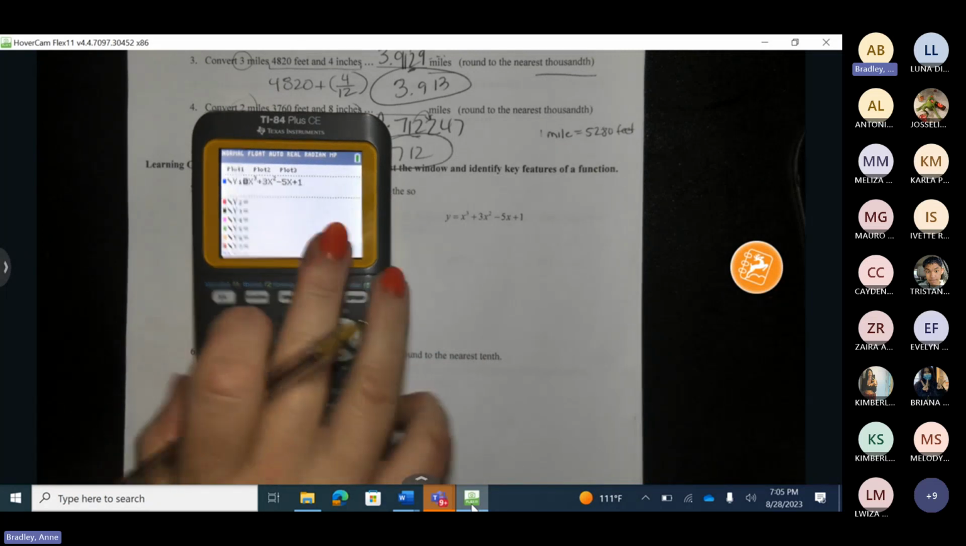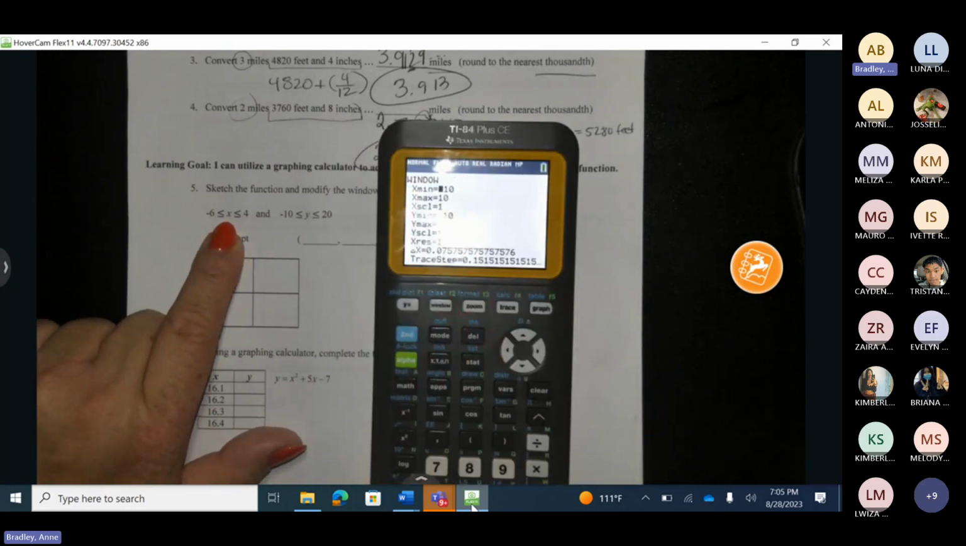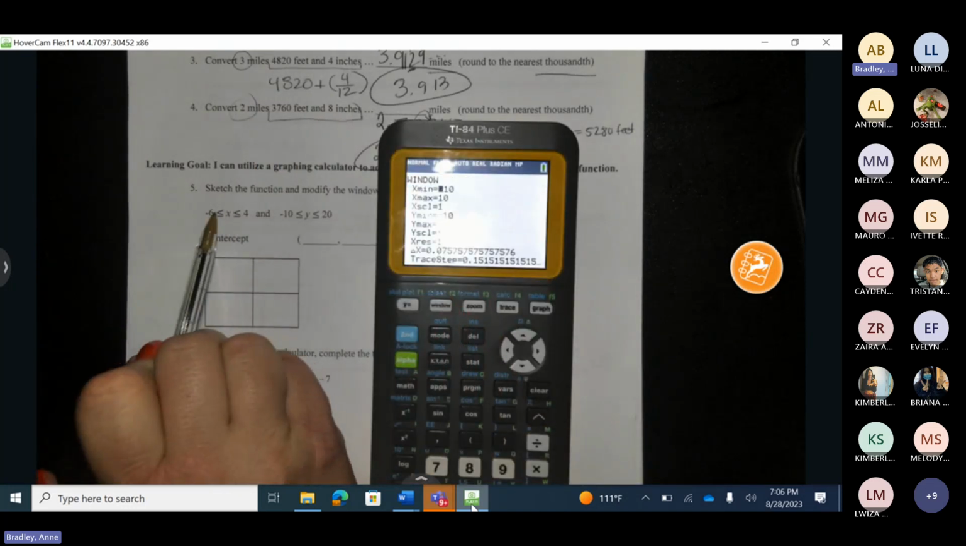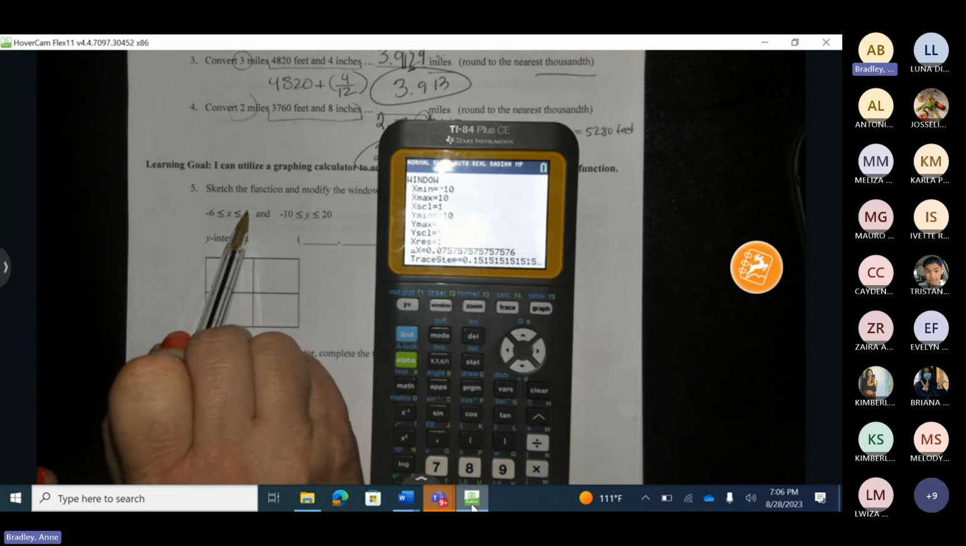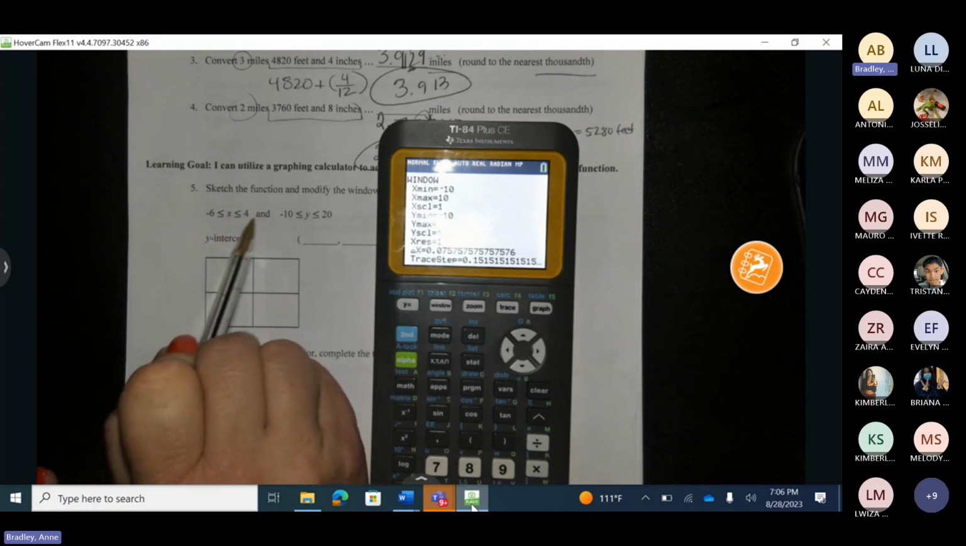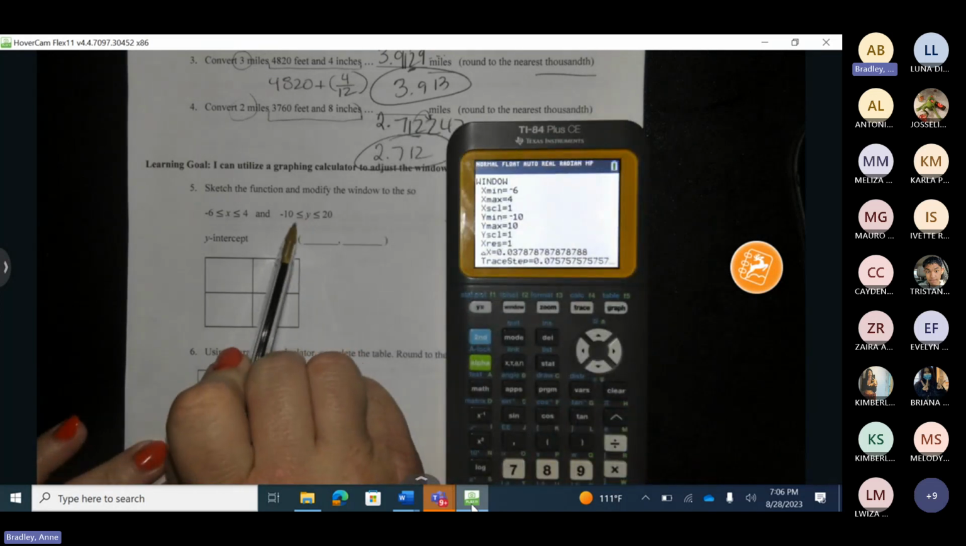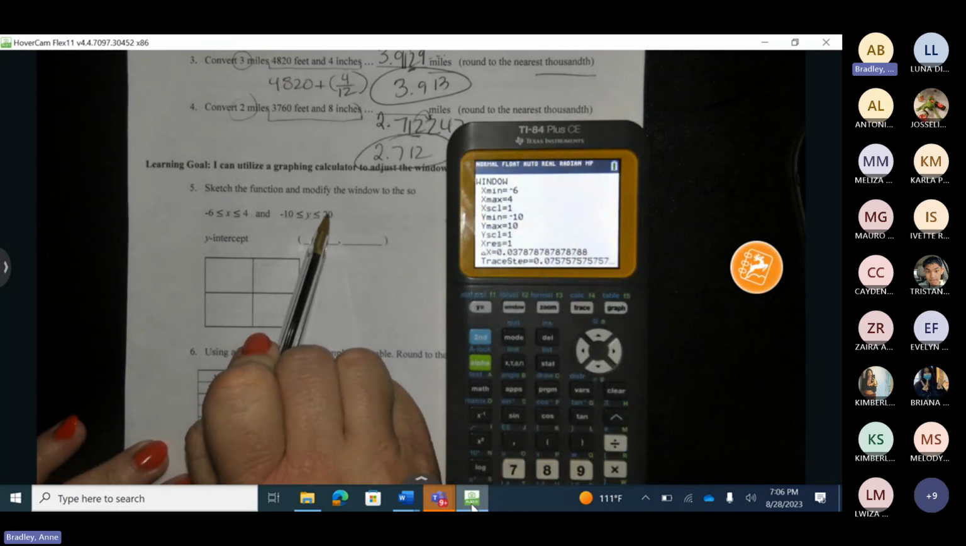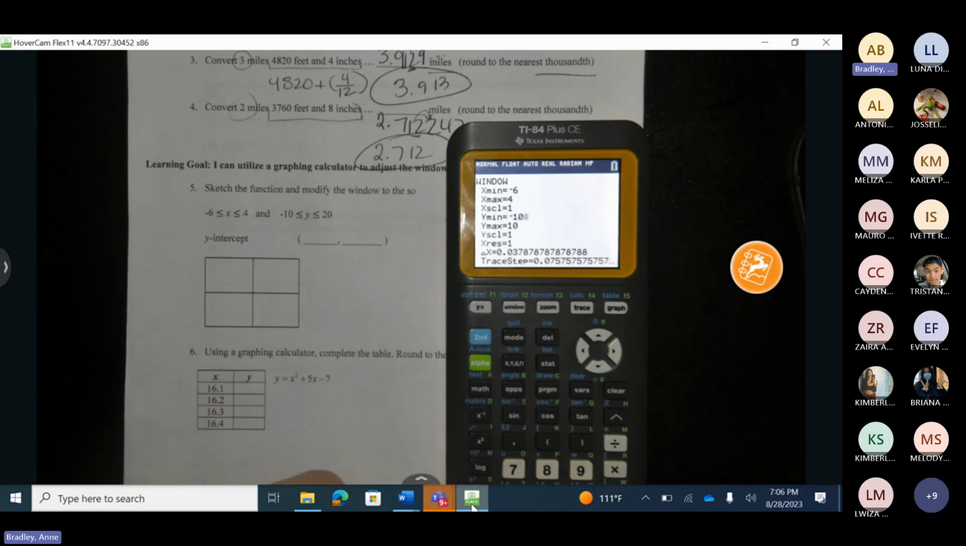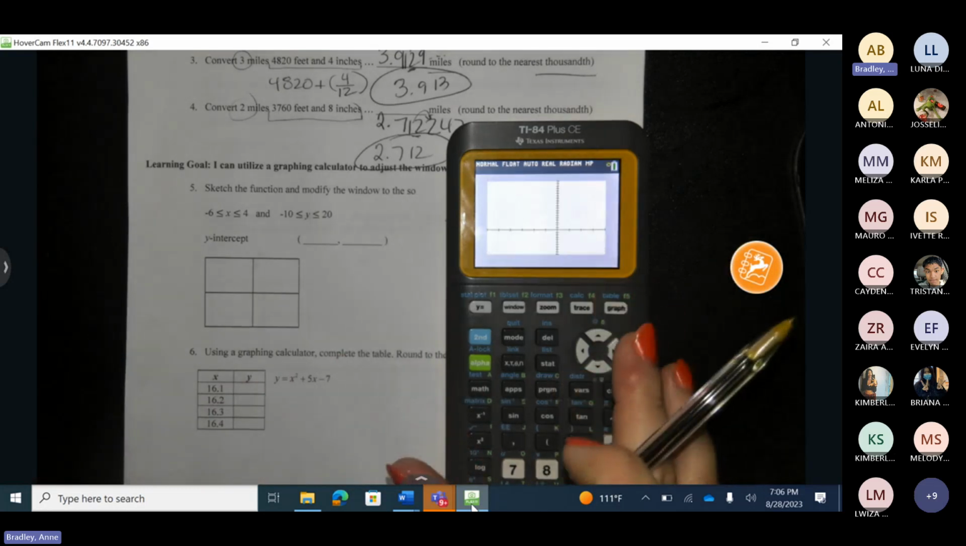So I plug it in, but now for this problem, it says, hey, I'm going to tell you what I want the window to be. This tells you the minimum x and the maximum x. Notice it's the smallest x and the largest. So I'm going to change it, and then I'm going to go to the y's and do the same. This is the smallest y and the largest y. So -10 to +20.